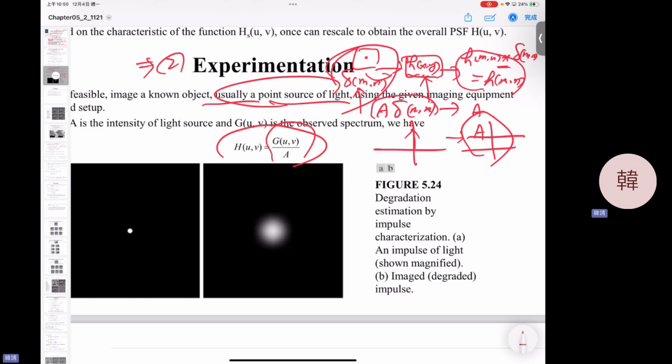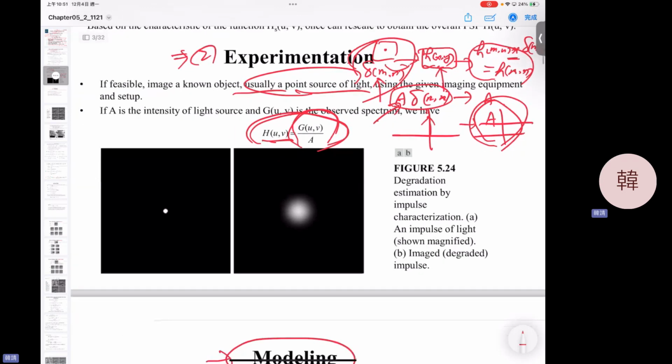It's because you have done an adjustment in your light source. You scale up your light source, become very bright, okay. So you have a different output in the frequency domain. In that way, your frequency spectrum is very easy. You observe the image, transform into the Fourier domain, and then divide by the constant A, your light intensity scale. So you'll get this one. This is the degradation estimation by impulse calculation. A is the impulse of light, and B is the degraded image impulse.